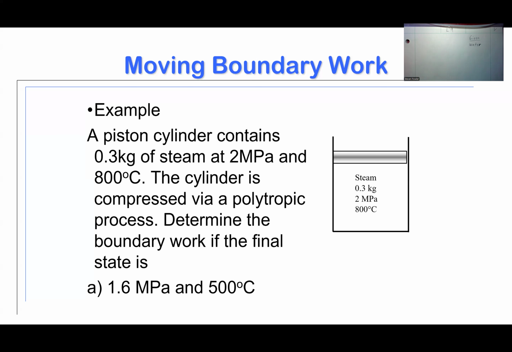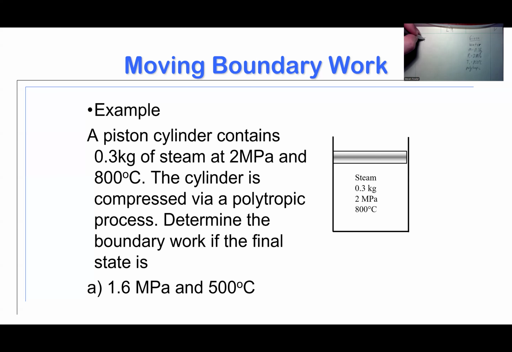So we've got water. And anytime they say steam, that's an indicator that I have water, just not in the liquid form. I have a mass of 0.3 kilograms. I have an initial pressure of 2 megapascals. I have an initial temperature of 800 degrees Celsius. We have a polytropic process. We're going to talk about what that means in a minute. We've mentioned that before in a previous lecture. We'll define what that means.